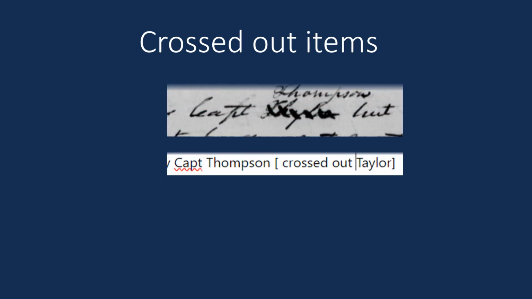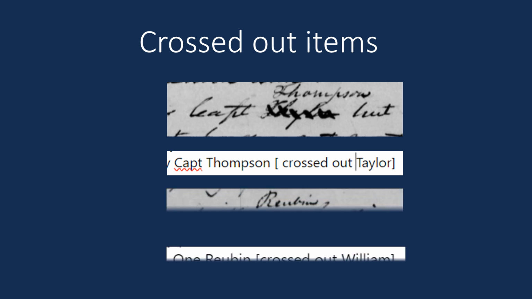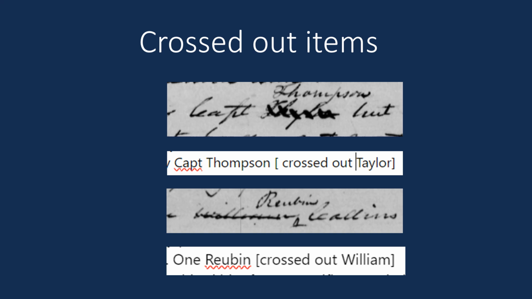You may include "crossed out" next to crossed out text, as it may provide information useful to the document. In this first example, Taylor is crossed out and Thompson is written above. In the second example, William was first written and then crossed out, and Reuben is written above it. Notice that there is a small caret mark. This is common in handwritten documents. It indicates that text has been inserted.